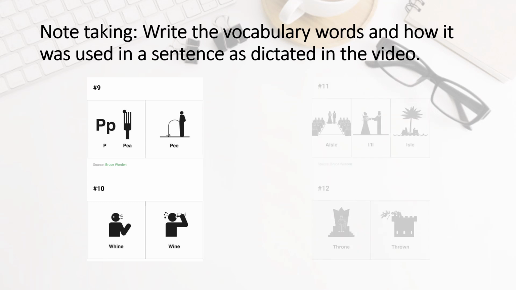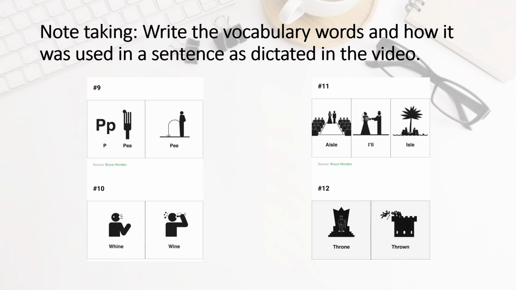Moving on to the next part, we are going to use example number 12, throne and thrown. Sentences for these vocabulary words are the following. If you are an heir to the throne, then you are the future king.